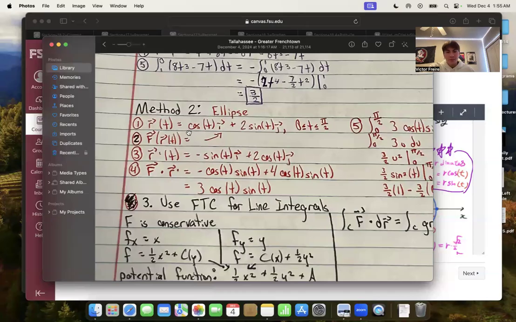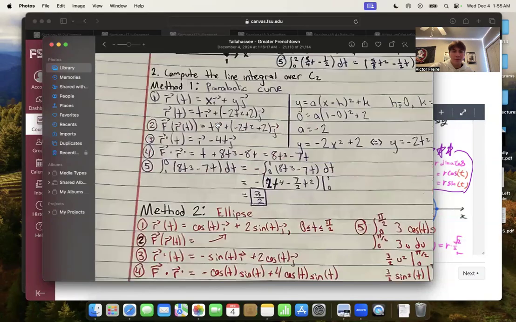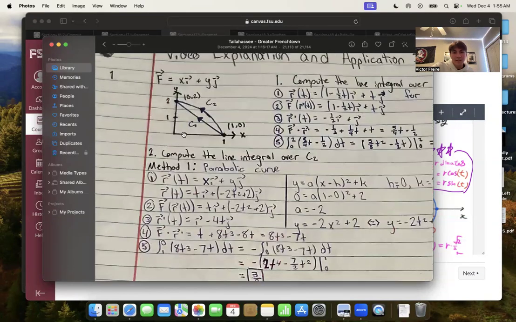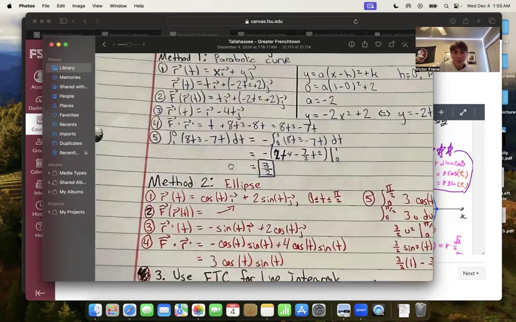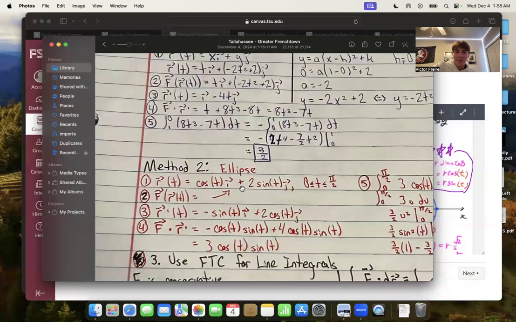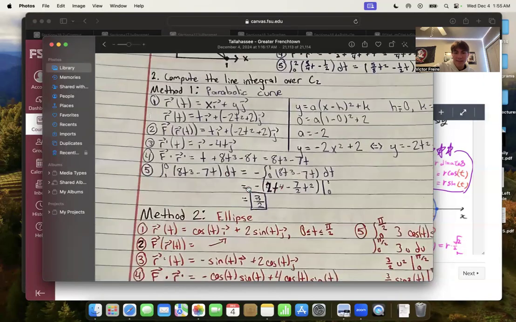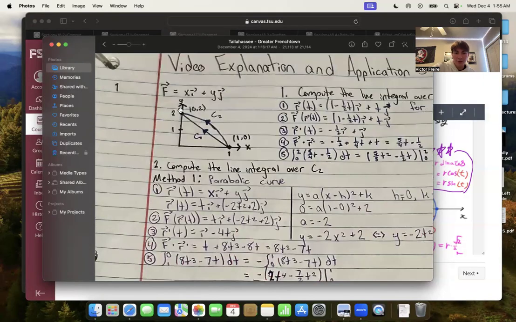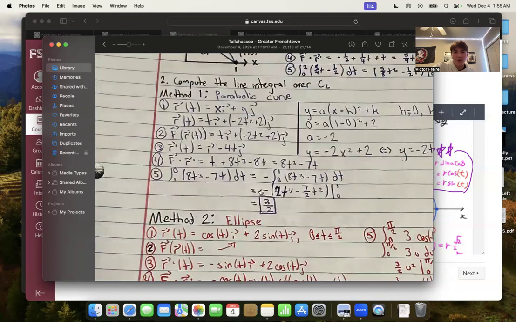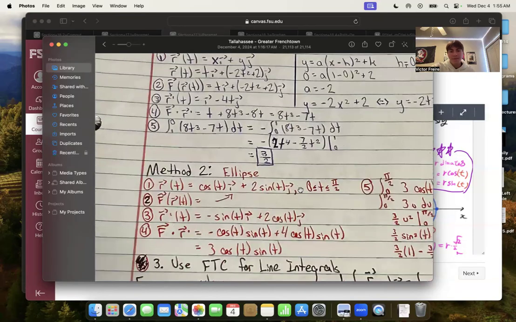So for the x component, it's r cosine t, but in this case, the radius is just 1, so I just put cosine t i. And then the y component, once again, r sine t, and then for this part, the radius is 2. So 2 sine t j. And then I chose that I wanted t from 0 to pi over 2.